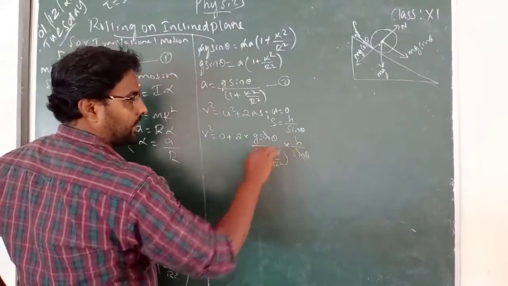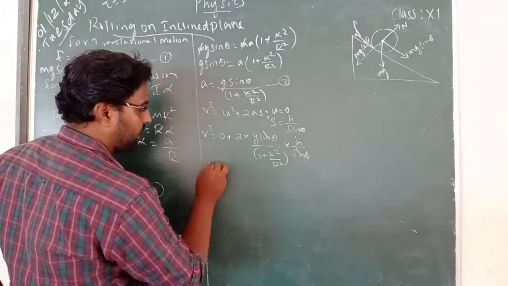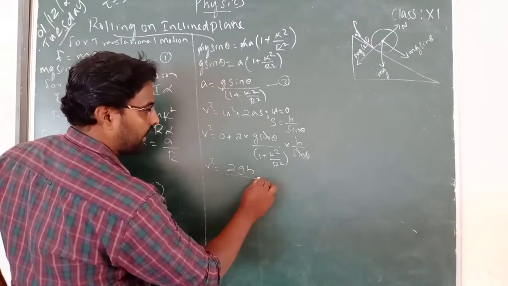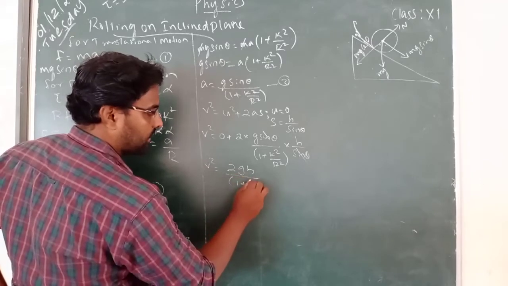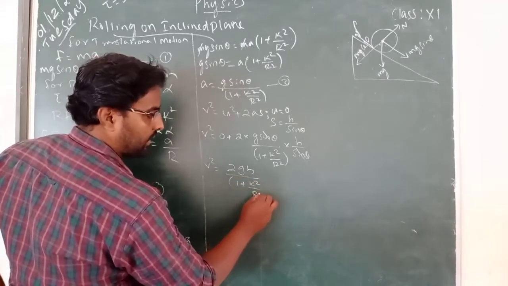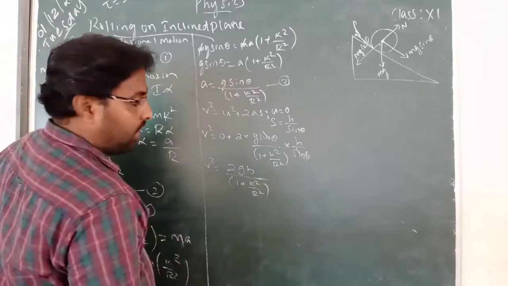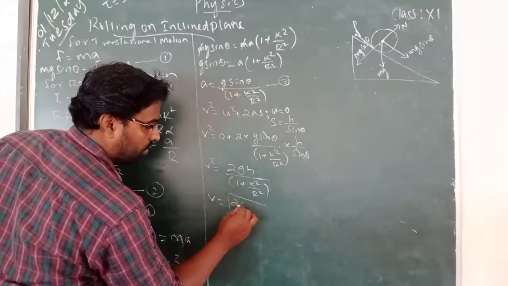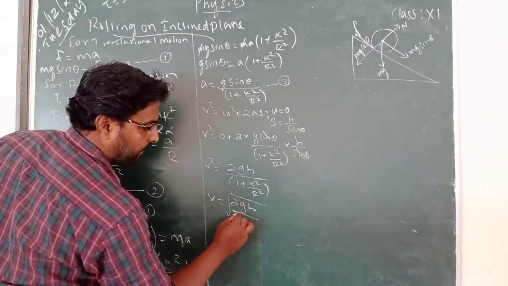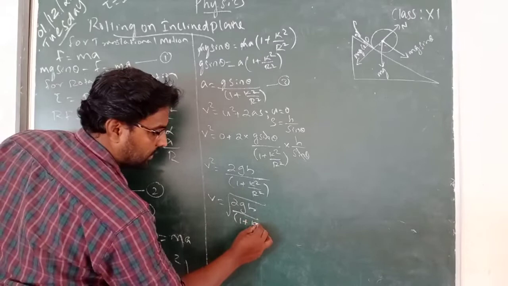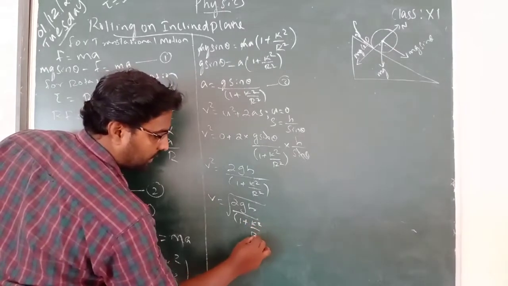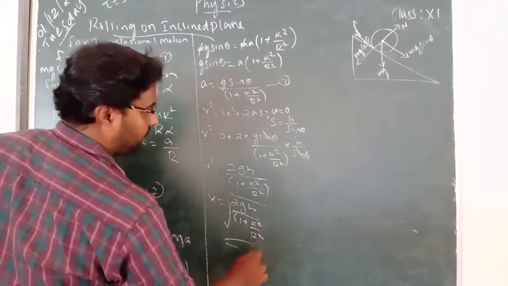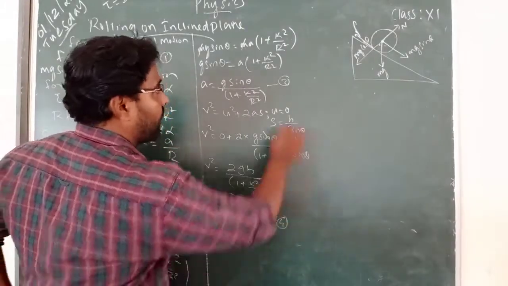Now sin theta cancels. So v square is equal to 2gs by 1 plus k square by r square. Now you can find v. v is equal to root of 2gs by 1 plus k square by r square. Okay, now you have the velocity. Keep this as equation 4.